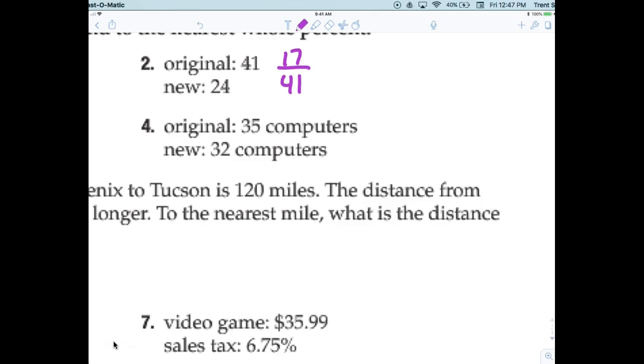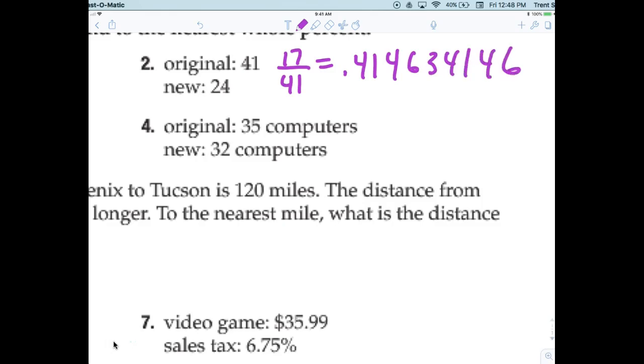Now we're not going to round to the nearest percent. We're going to round to the nearest tenth of a percent. Will, what was 17 divided by 41? Just read me the numbers. 0.4146341... Okay, so that's on your calculator.